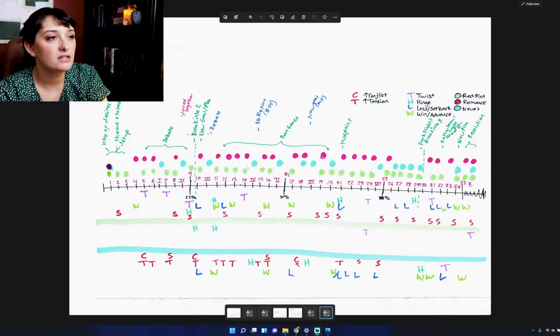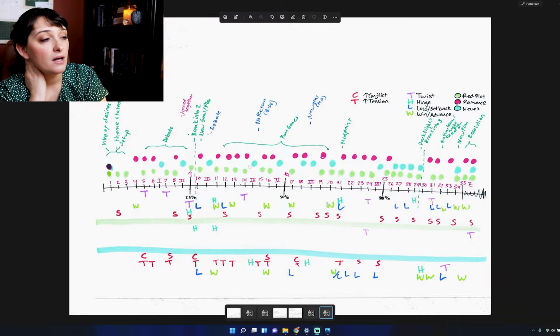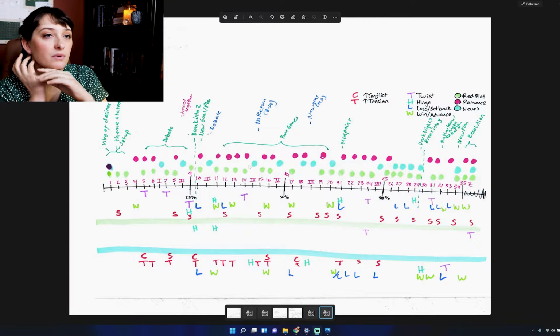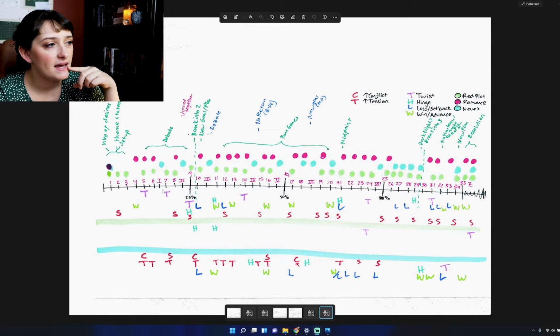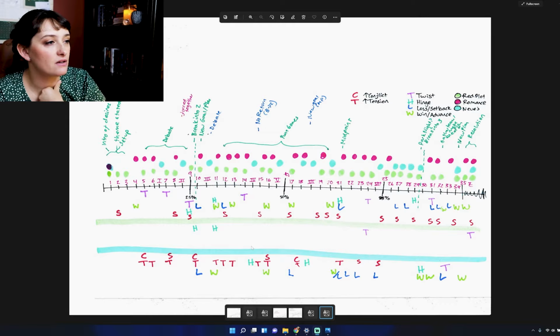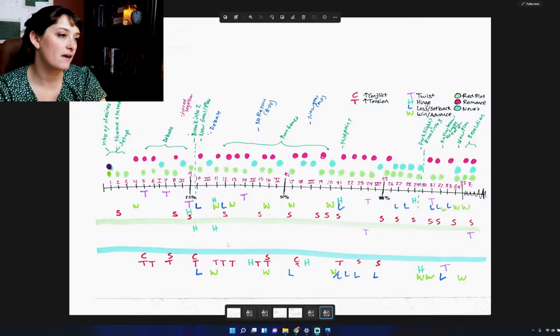But because all the characters are so intertwined with their goals and their fears and their motives, and because their plots are pretty intertwined too, you can see there's a lot of overlap here. The only ones that don't really overlap are Neve's and the romance plot lines. Along the bottom, you can see all these little symbols based off which plot line it was, where I saw tension, a hinge or a twist, a loss, a setback, a win, an advance, all that kind of stuff.